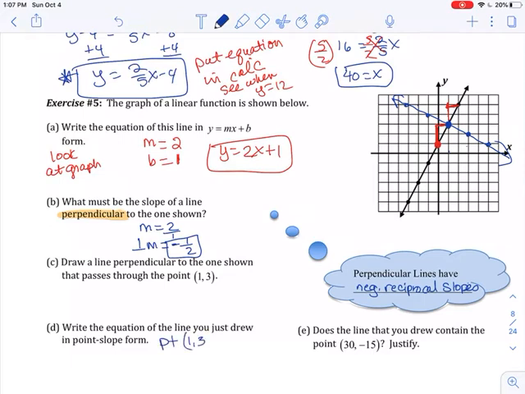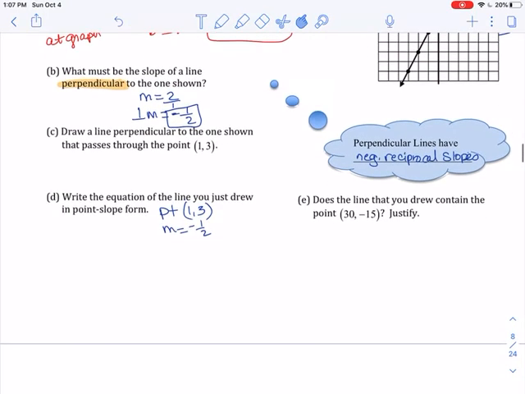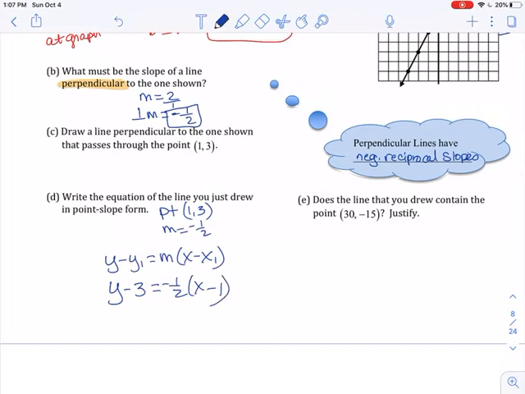So I have my point is (1, 3) and my slope is negative 1/2. All right, so I'm just going to plug it into my point slope form. So y minus 3 equals negative 1/2 (x minus 1). Done.